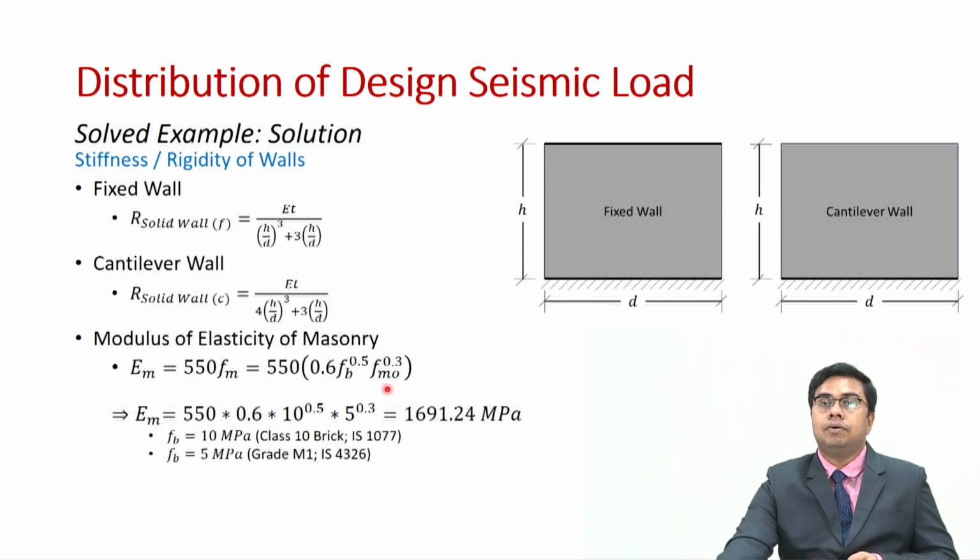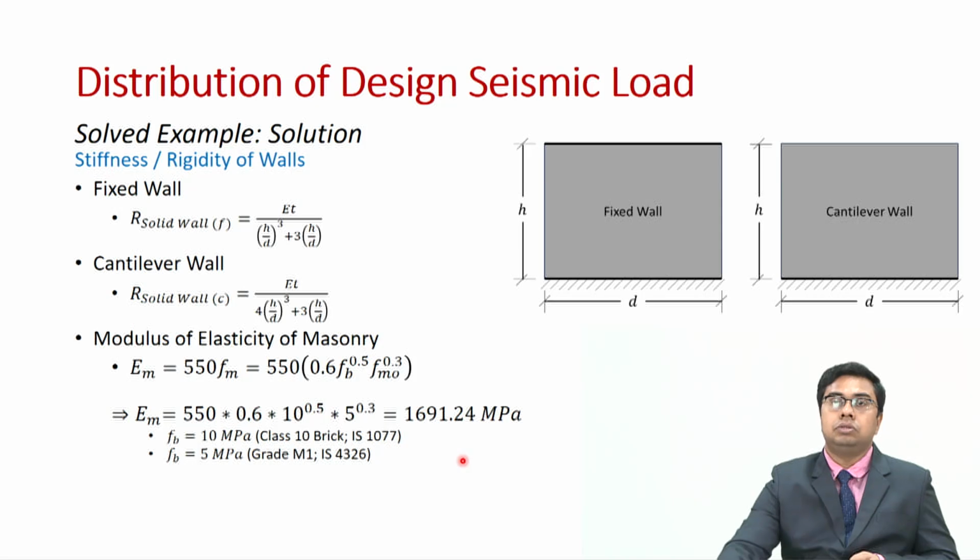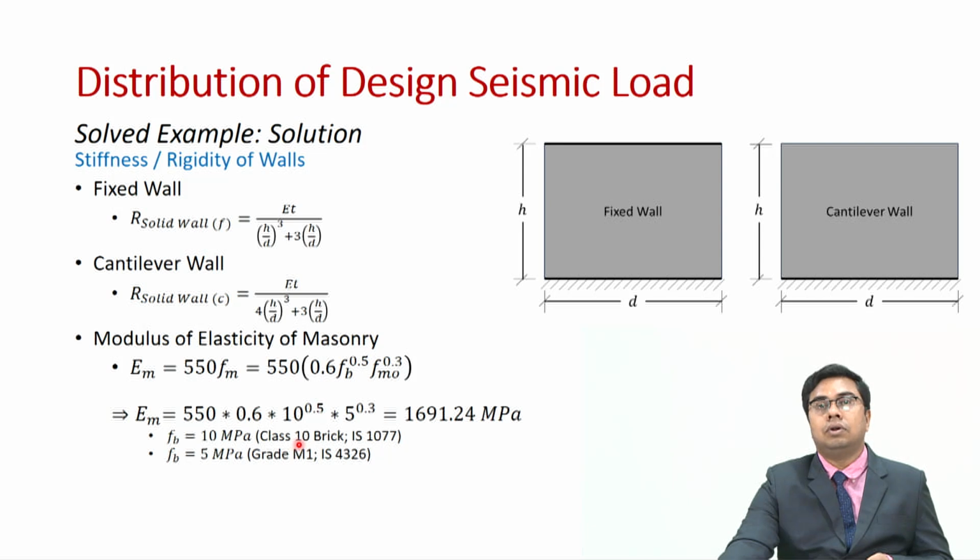Here FB and FMO are the compressive strength of brick and mortar respectively. Since we have used a class 10 brick in our case, which as per IS 1077 gives us the compressive strength as 10 megapascal, this is the minimum compressive strength of class 10 brick. You can have a higher value as well, but if you have a value exceeding 12 megapascal, then you shall classify it as class 12.